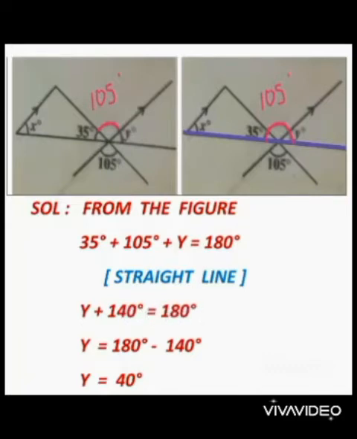Now, let us transpose 140 to the right hand side. So, y is equal to 180 degrees minus 140 degrees. So, the value of y is equal to 40 degrees. Now, you have to find out the value of x.